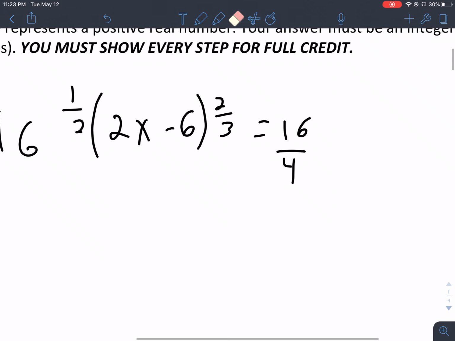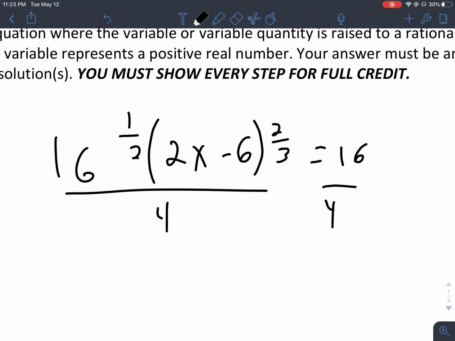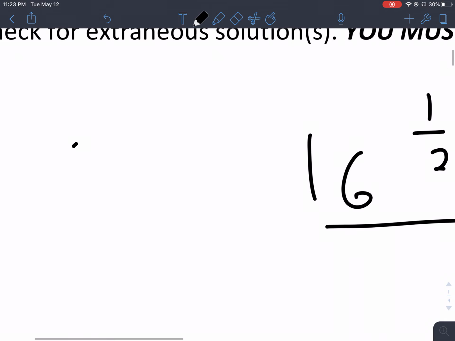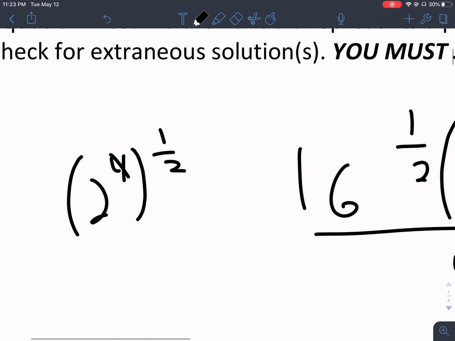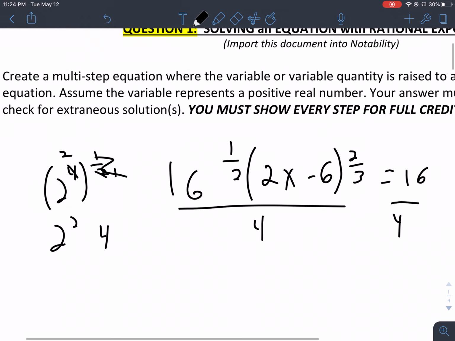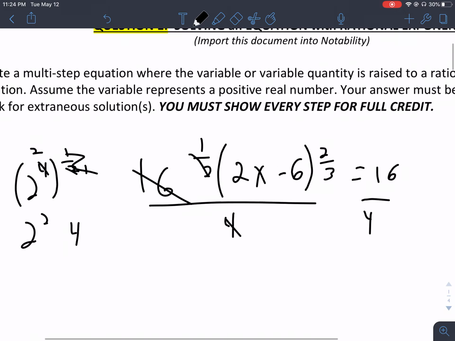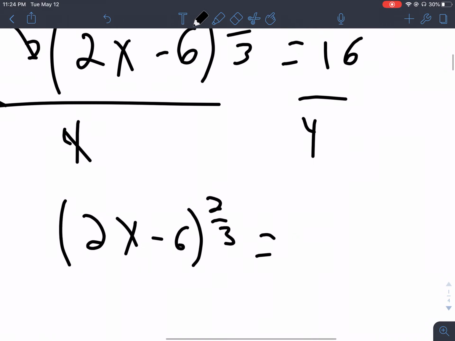Oh, hold on. Let me erase this. Okay, so first thing we're going to do, we're going to divide both sides by 4 to cancel out this number right here. So 16 is 2 to the 4 exponent, and over 2, so this cancels out to 2 to the 1. So basically the exponent is done. So 2 to the second is 4, and 4 divided by 4 is 1. So it cancels out. So we get (2x minus 6) to the 3 over 2 equals 4.